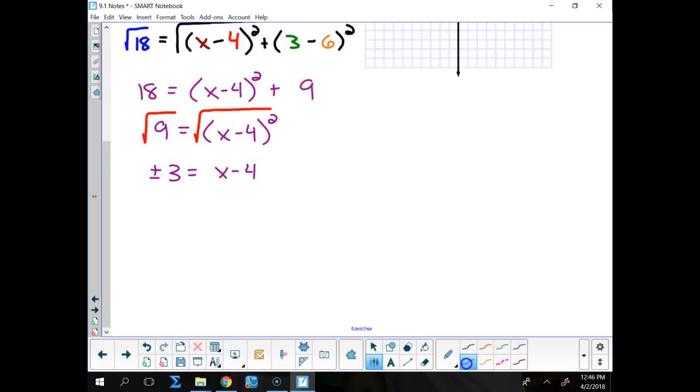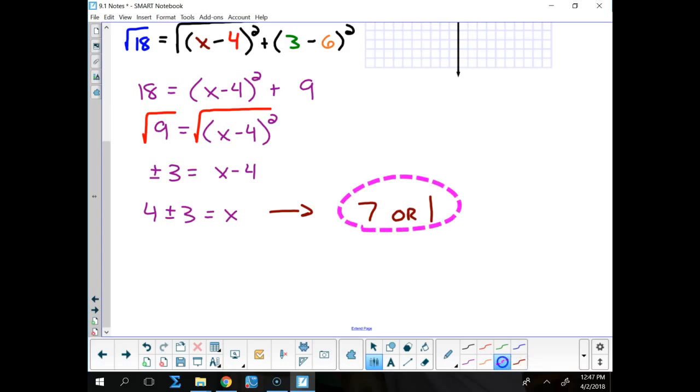Now what? Solve for x. So we get 4 plus or minus 3 equals x. So x can be what? 7 or 1. Okay. 4 plus 3 is 7. 4 minus 3 is 1. So my two answers here are 7 and 1.